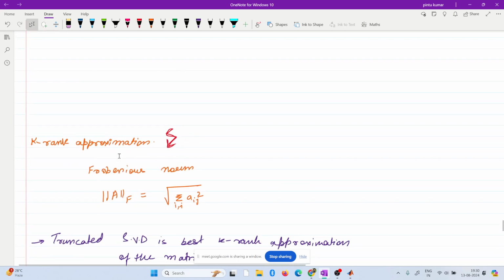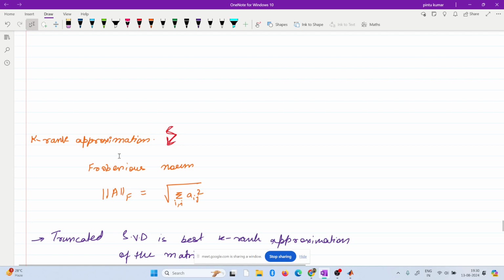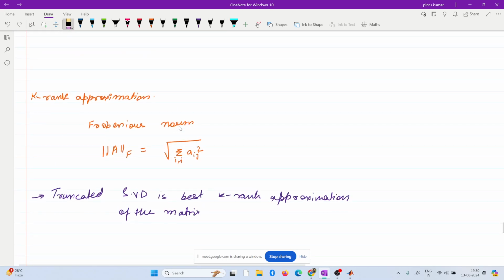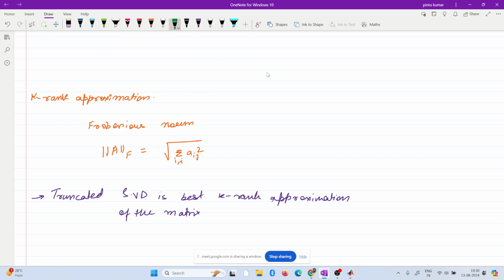So there is something that is called K-rank approximation. So what is meant by K-rank approximation? First, I'll tell you that. Let's say you have a matrix that is of rank n. A rank n matrix. So let's say you have an n cross n matrix, which is full rank, right?